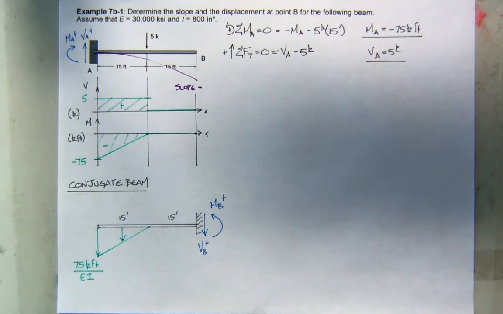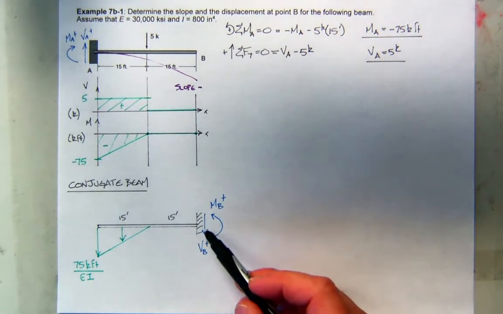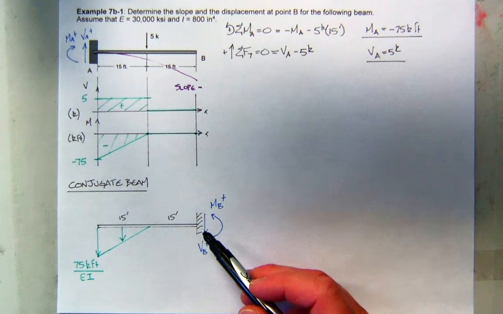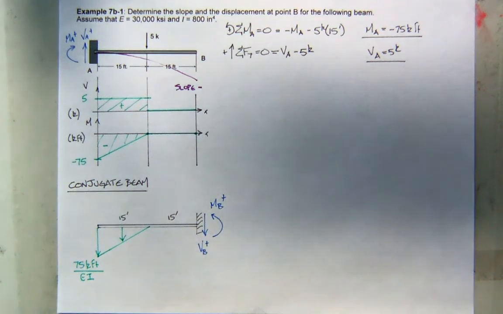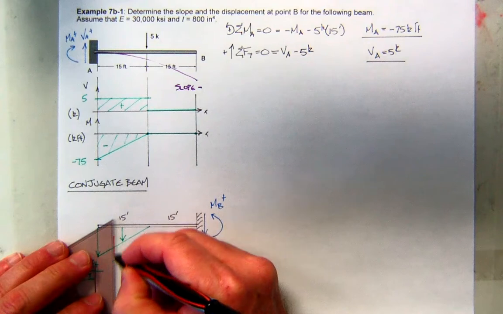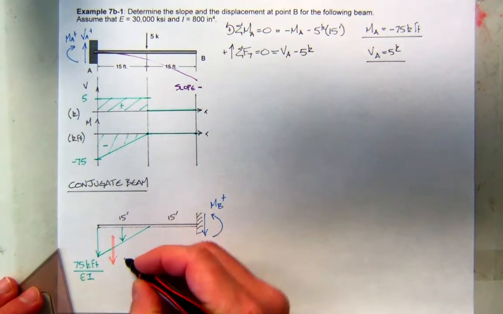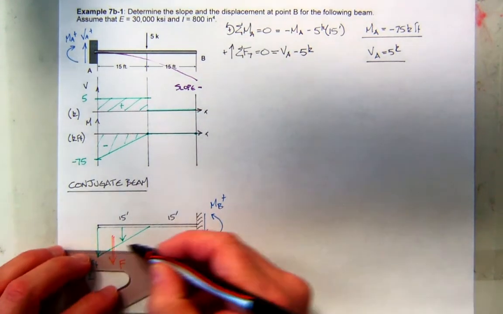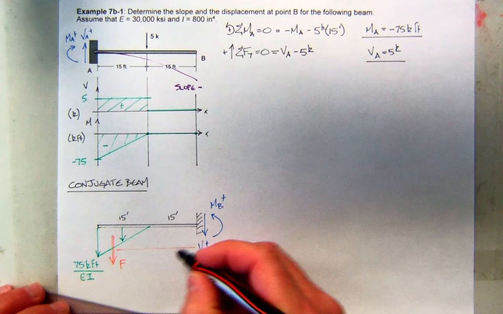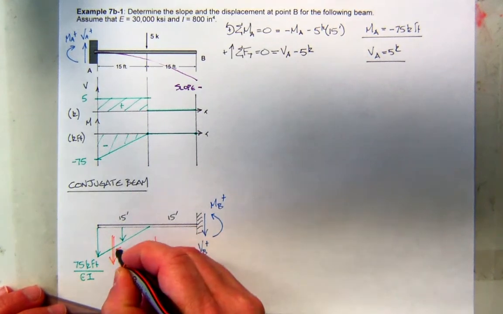So how do we do that? Well, I can sum moments here and get to B, and I can sum forces. So the first thing I'll probably want to do is turn this into a concentrated equivalent force. So I'll just draw it in. I'll just call that F. And then I'll want the distance from the support to F. I'll call that D.